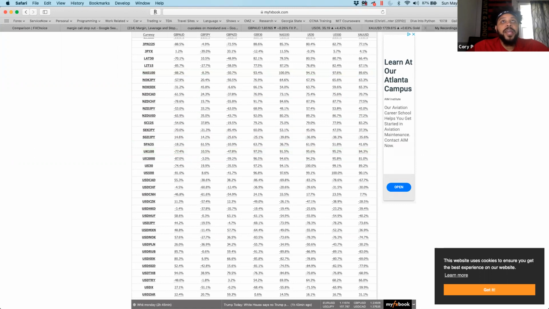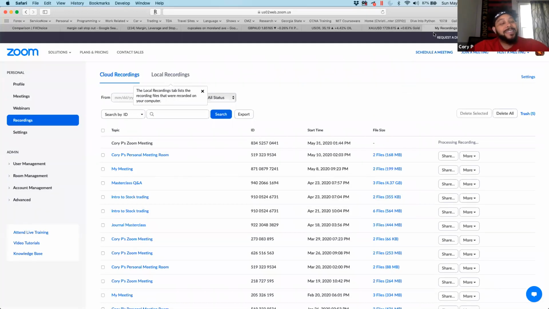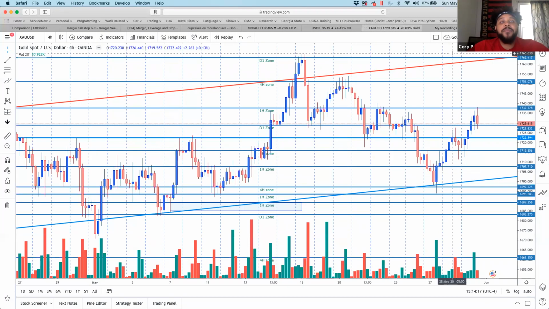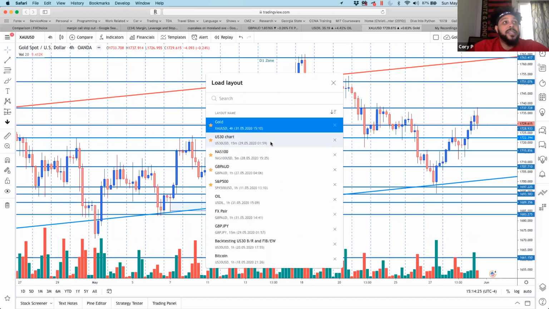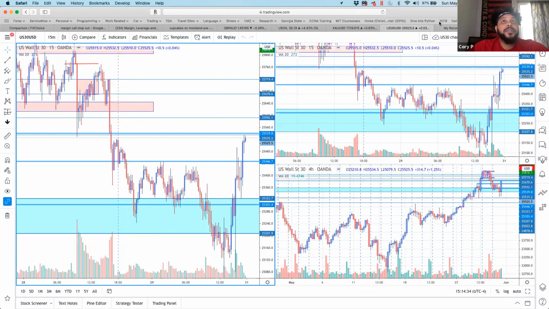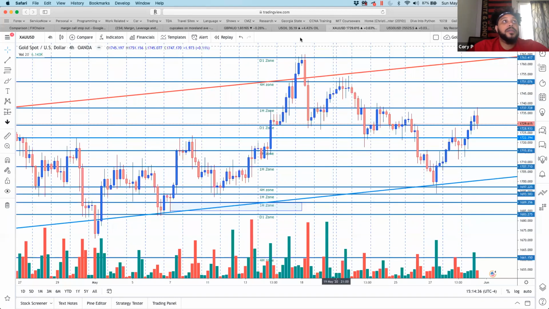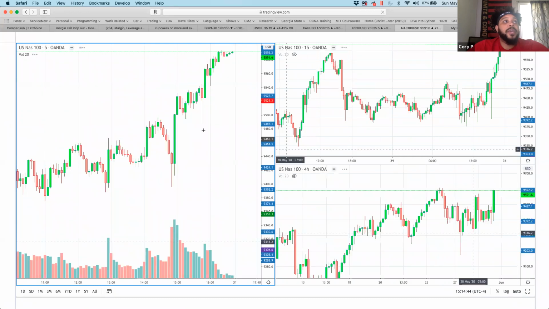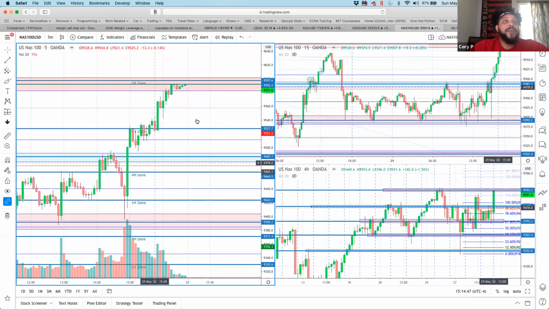Of course, they don't exactly mirror each other. It won't be a situation where you get one 5-minute candle doing the same thing. Sometimes it is, and a lot of times it is, but in most cases you will get the general sense of the move. So US 30, and then NAS 100. Okay, so this is the 5-minute.